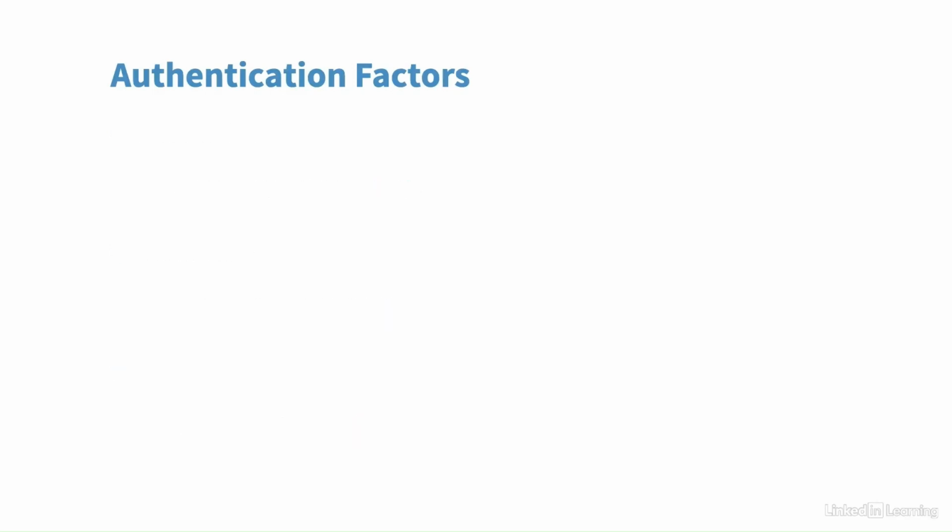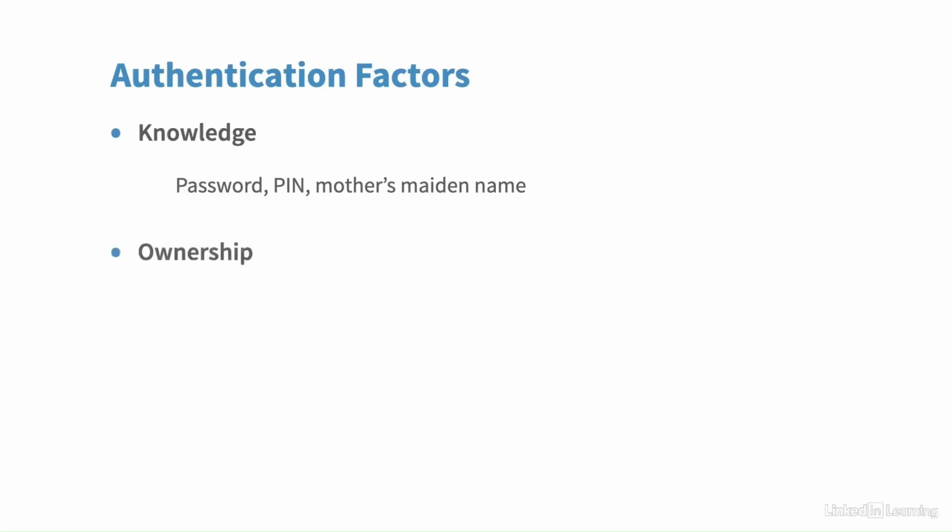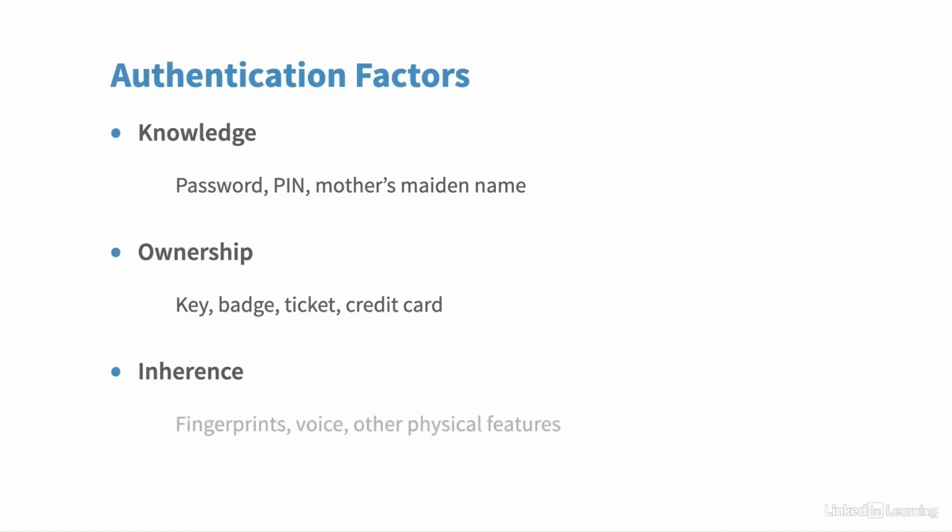The classic example of knowledge-based authentication is a password. You're authenticated if you know the password. A numeric PIN code or your mother's maiden name are other commonly used examples. The classic example of ownership-based authentication is a key. If you possess a key, then you're authenticated to have access. An ID badge, a ticket for admission to an event, or a credit card are other examples. The best example of inherence-based authentication is your fingerprints. Fingerprints are a unique trait for each person. The sound of your voice could be another example, or the way that you look.